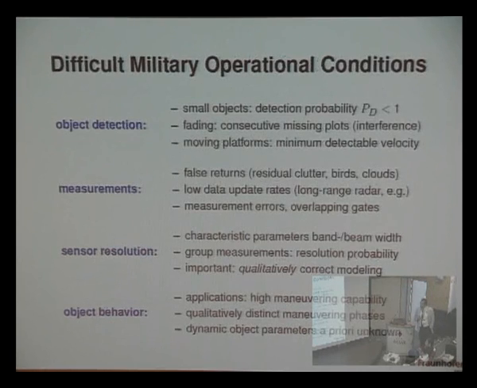Before I go into the details, let me show you an example with military operational conditions. In military situations, we often have problems with object detection. The measurements are poor. We have problems with sensor resolution. Closely spaced targets may produce one single measurement and not two measurements. That's a typical problem with radar, for example. And the object behavior may be complicated. We have to be aware of highly maneuvering targets that do not always maneuver. Sometimes they fly on straight lines and then they start to have a dogfight, for example.